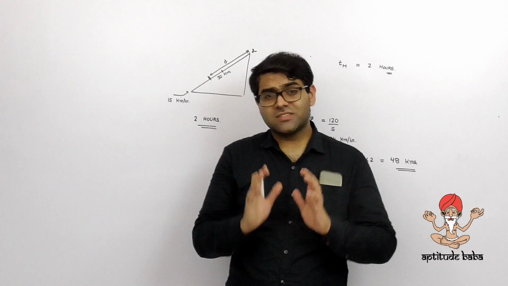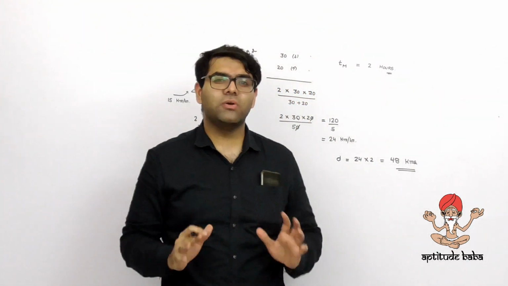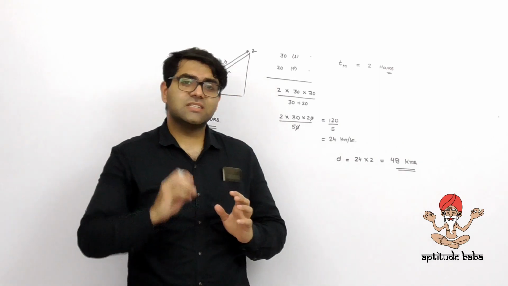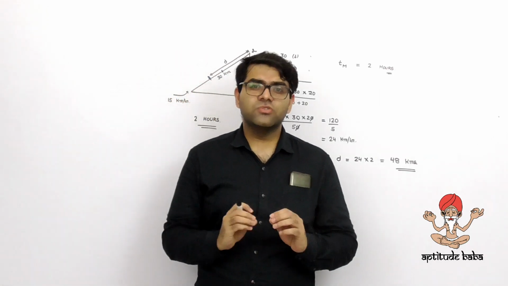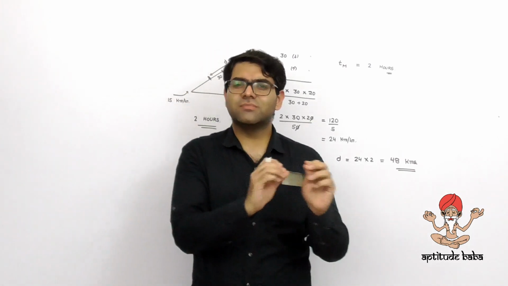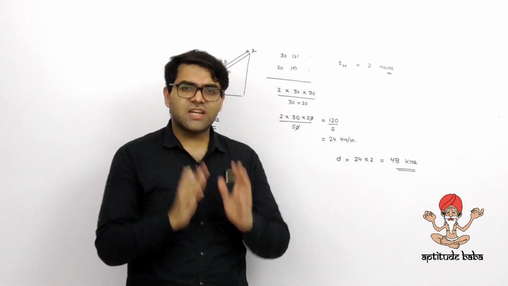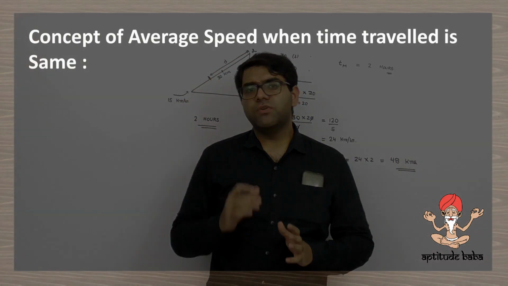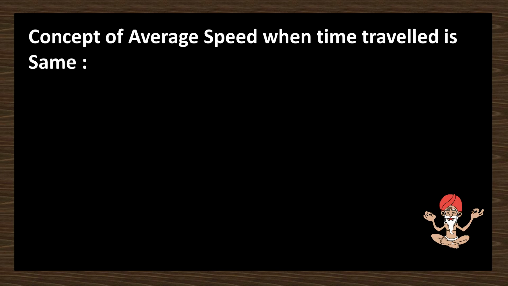Now this question might seem to be a very daunting, very difficult question, but truth be told, this is a standard question type. Most of the time you get the exact question with some names and some values and some things changed. So it's a standard question type which you should be knowing for your paper. Next we move on to the concept of average speed when the time traveled is same.